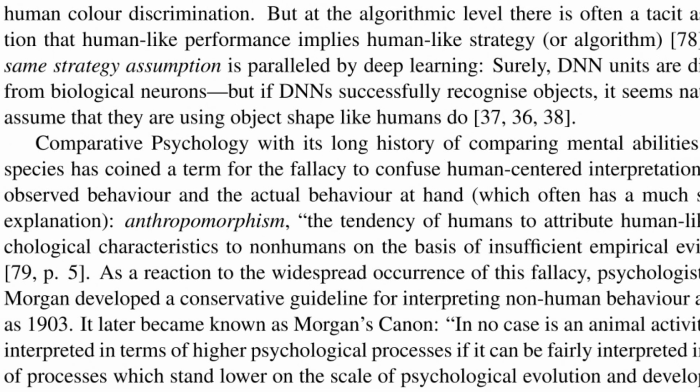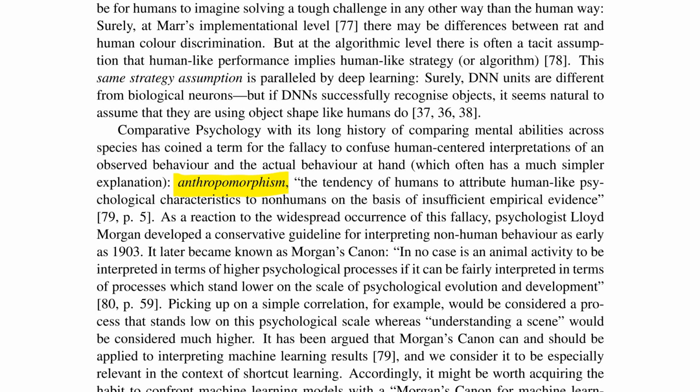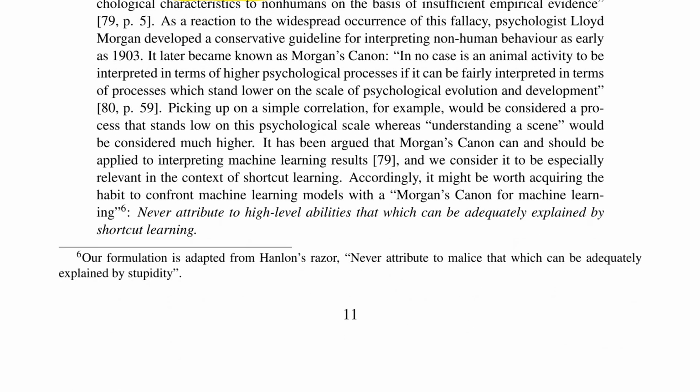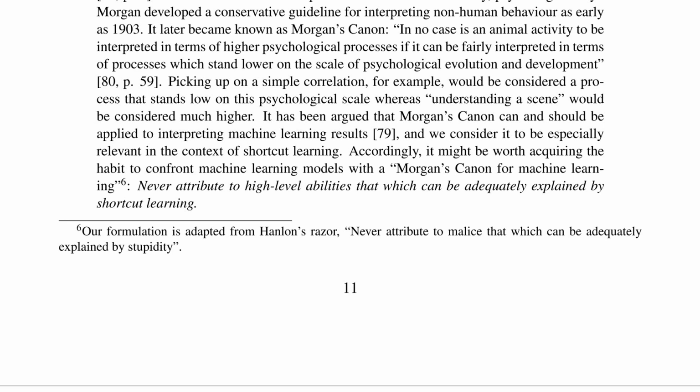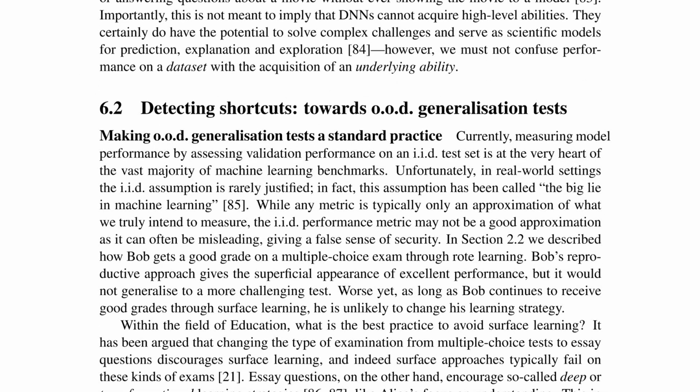They also touch on anthropomorphism, where you view everything through a human lens, and that is not correct. These neural networks are not humans, and we should never attribute high-level abilities to that which can be adequately explained by shortcut learning. Yes, I agree with this. I agree with this paper in all the things it says, except this: detecting shortcuts, making OOD generalization tests a standard practice. For the reasons I specified before, I think that is counterproductive.